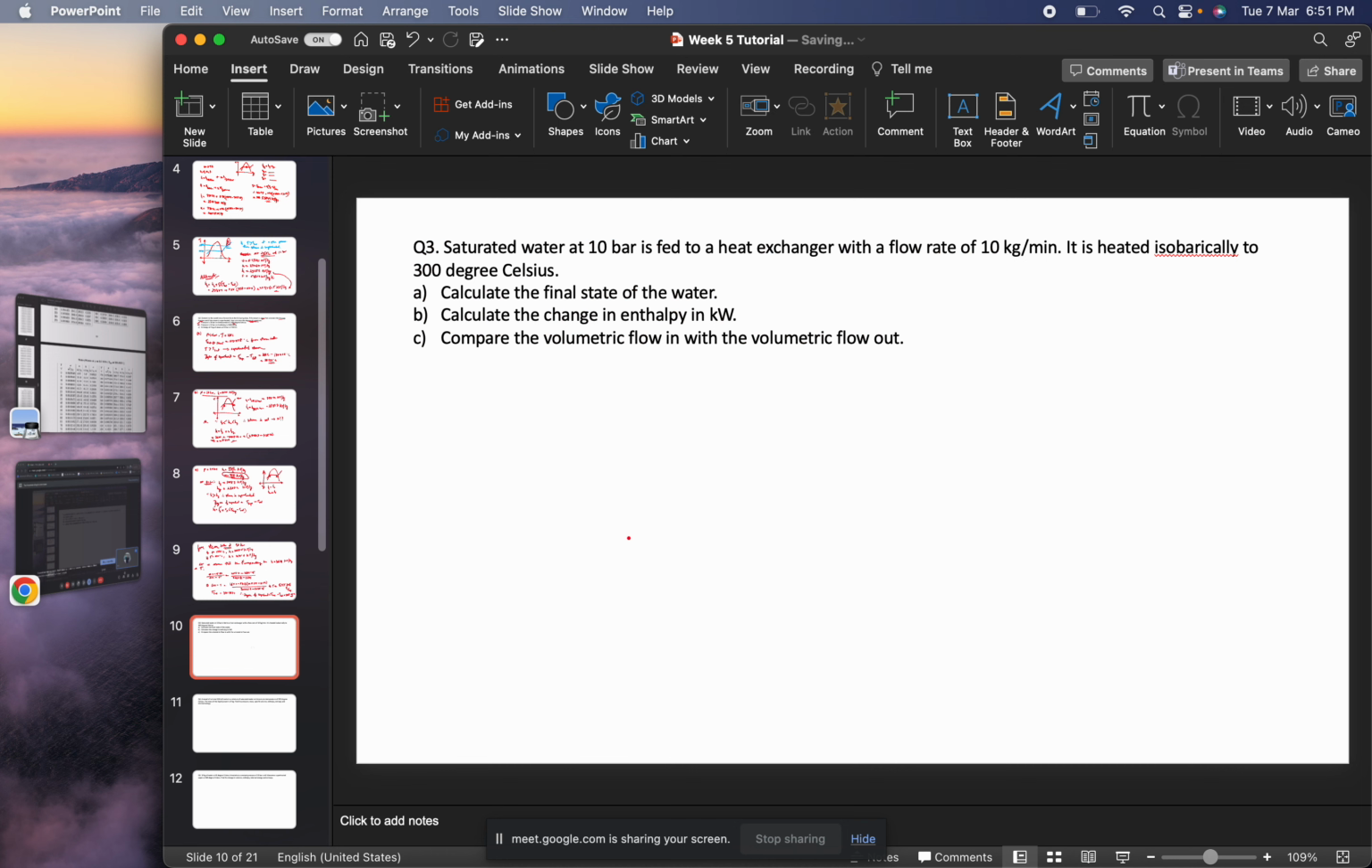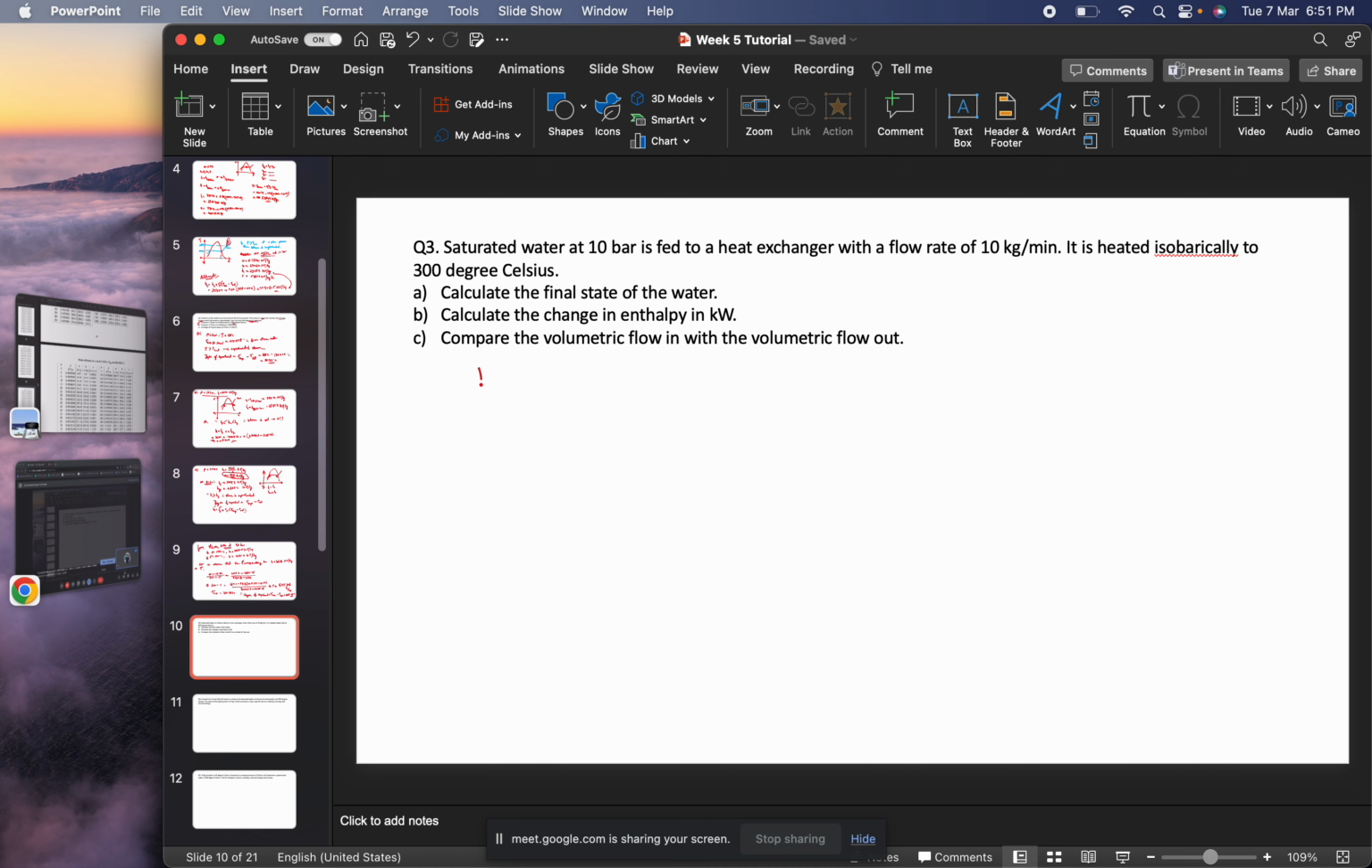Next, saturated water at 10 bar is fed to a heat exchanger with a flow rate of 10 kg per minute. If it is heated isobarically to 300 degrees Celsius, calculate the final state of the water, calculate the change in enthalpy in kilowatt, and compare the volumetric flow in with the volumetric flow out, V in divided by V out. First of all we have to calculate the final state of the water, that means whether it is in superheated state or some other state.